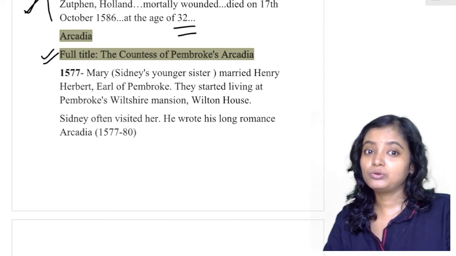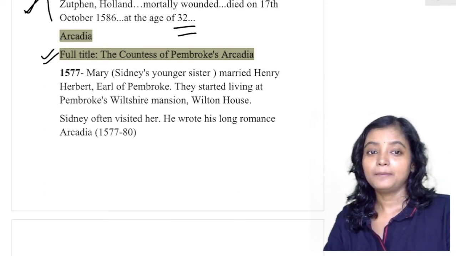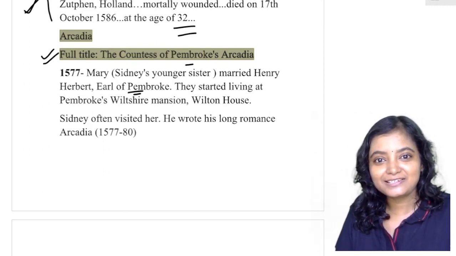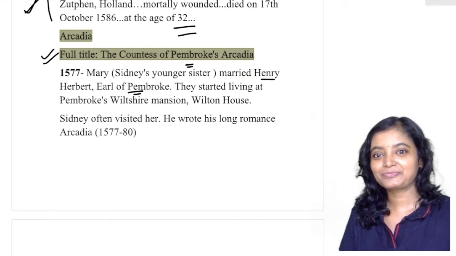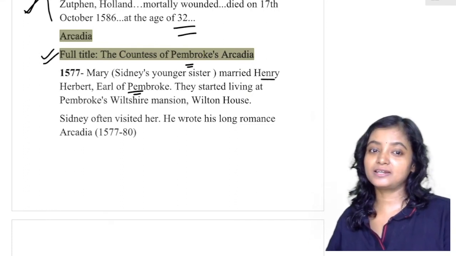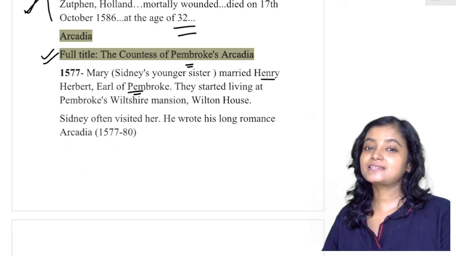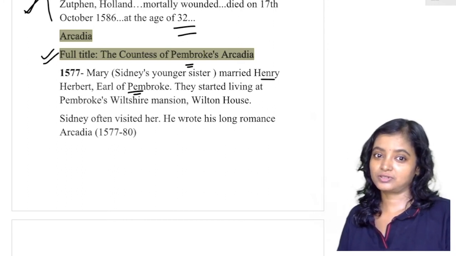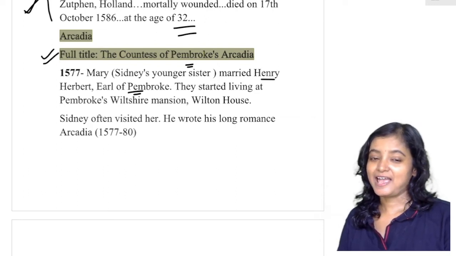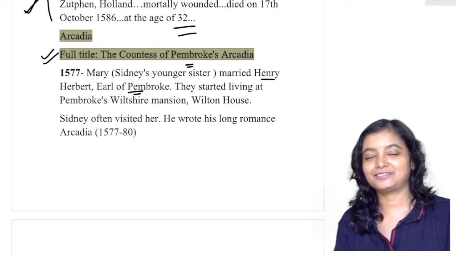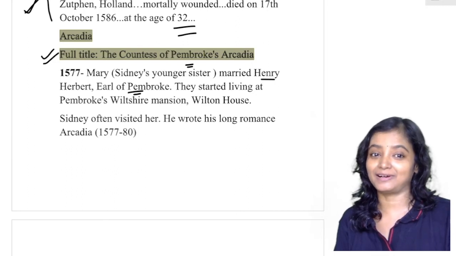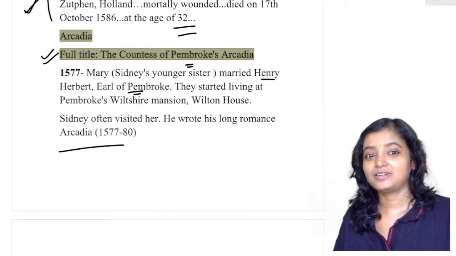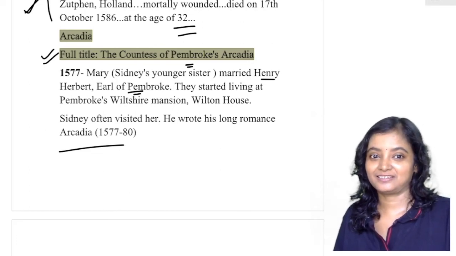1577. Mary. Who is Mary? Sidney's younger sister. Mary was married to Henry Herbert, Earl of Pembroke. So you find this name, it is related to this. They started living at Pembroke's Wiltshire mansion, Wilton House. Sidney often visited her, and there in that place Sidney wrote this long romance, Arcadia. And it took several years to write, 1577 to 1580.